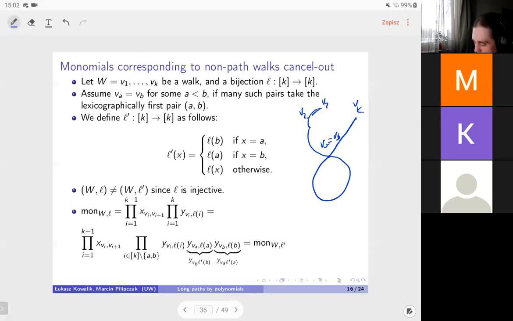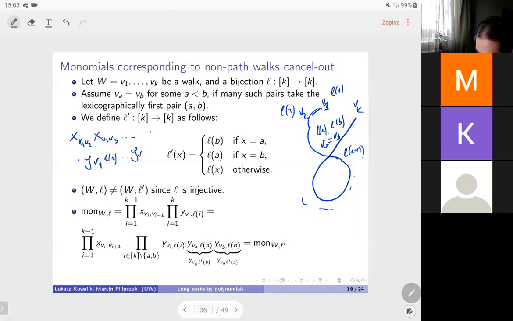The idea is as follows. There's some labeling: this vertex gets label l of 1, this one gets label l of 2, and so on. Then this one gets label l of a, then l of a plus 1, and so on, and then this vertex also gets label l of b. So the monomial corresponding to this walk will have x for edge v1, v2, x for edge v2, v3, all the edges we walked over, times the vertex v1 receiving label l of 1, and so on, the vertex va receiving l of a, and somewhere the vertex vb receiving l of b, and more. So these two terms will appear in this monomial.